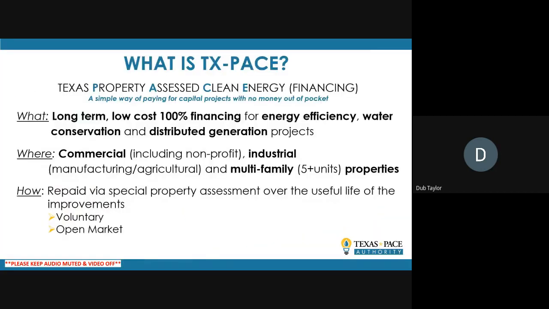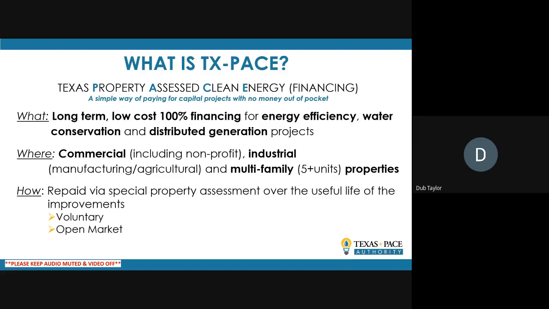So first of all, what is PACE? What is Texas PACE? Well, PACE stands for Property Assessed Clean Energy Financing. You hear the term PACE a lot, and we added financing, or I did, because we kind of left that off of the PACE definition, and that's really what's key. This is a financing mechanism that provides long-term, low-cost, 100% financing for energy, water, or distributed conservation, or distributed energy projects. In Texas, any commercial or industrial property potentially is eligible to utilize PACE.